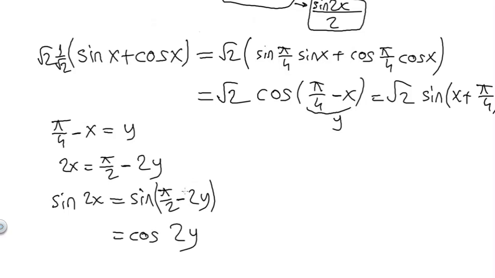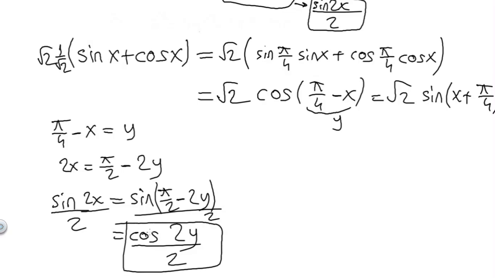Here you may think, oh, is this always true? Is it only when 2y is between 0 and pi over 2? Well, this is actually always true. You can just expand this with the sine subtraction formula, and you will see that this is always equal to cosine 2y. Okay, it's simple. So I got this thing: sine 2x is just cosine 2y, okay?